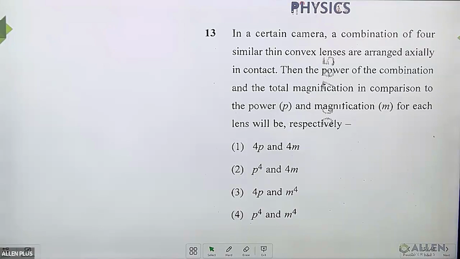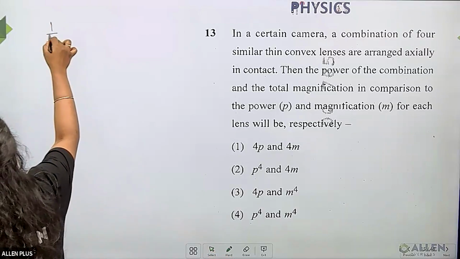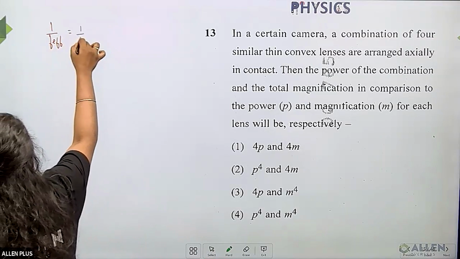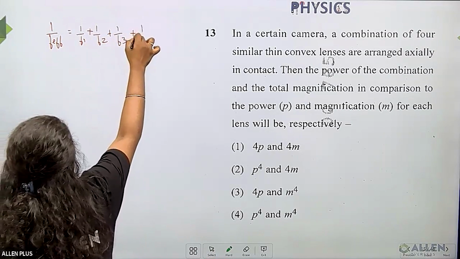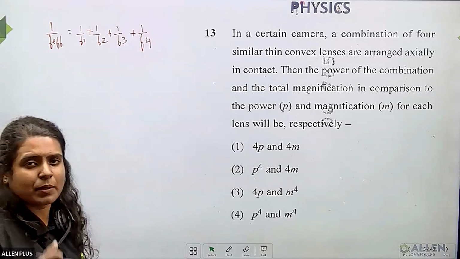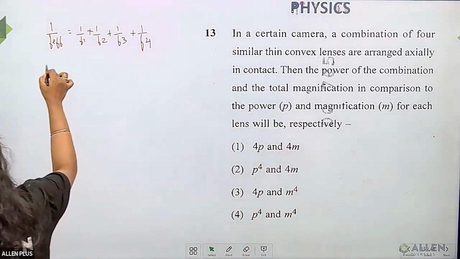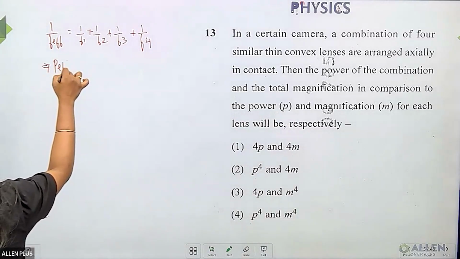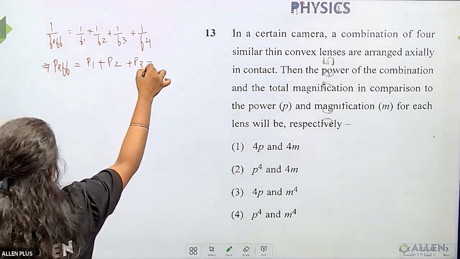We know the power value is obtained from the reciprocal of the focal length. I can say 1 by F effective is equal to 1 by F1 plus 1 by F2 plus 1 by F3 plus 1 by F4, since here 4 convex lenses are being used. Now, when you take the reciprocal of these 4 convex lenses, I will be obtaining the effective power P1 plus P2 plus P3 plus P4.